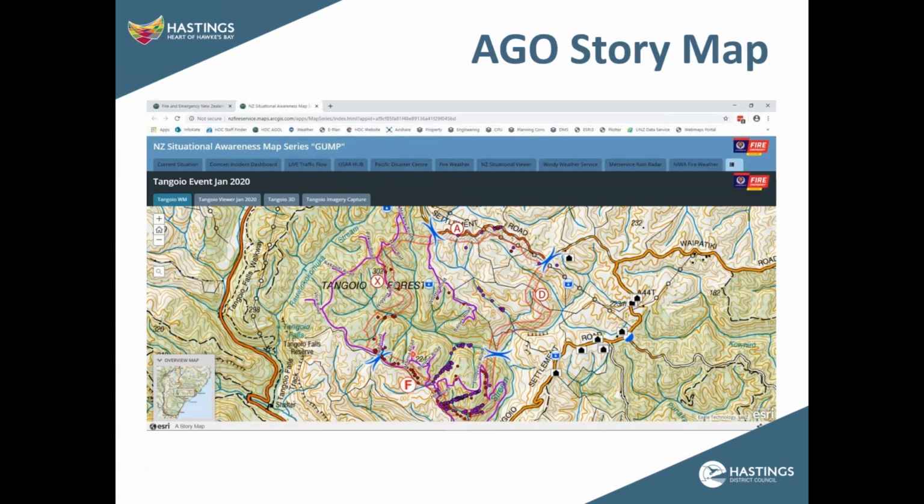The data was uploaded into ArcGIS Online, and we did get the FENZ New Zealand Situational Awareness story map to load onto the FENZ command vehicle out at Tangoio in a test. And the tab in the screenshot was the new tab that we created for this fire event.